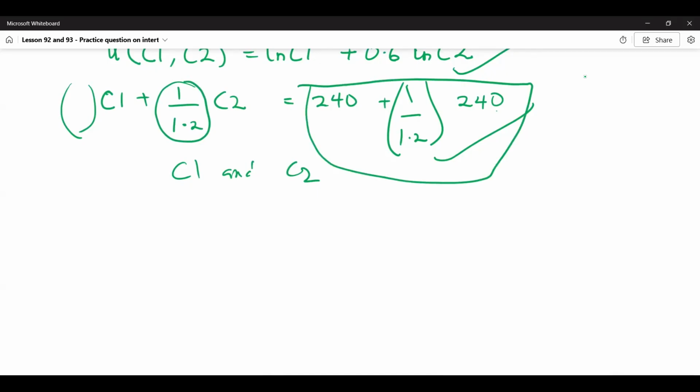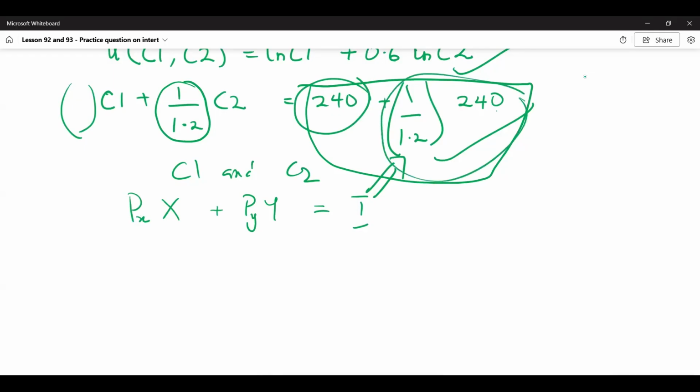We can see that this is similar to writing a typical budget constraint, which is the price of good X multiplied by good X plus the price of good Y multiplied by good Y being equal to the income. So this bit here is net income, but in this case, we are considering two periods. So this is for period 1 and this is for period 2.